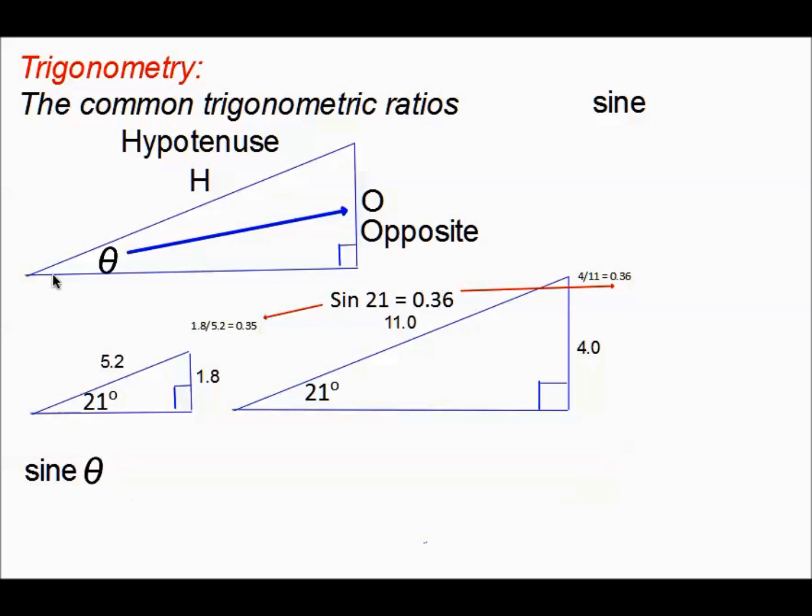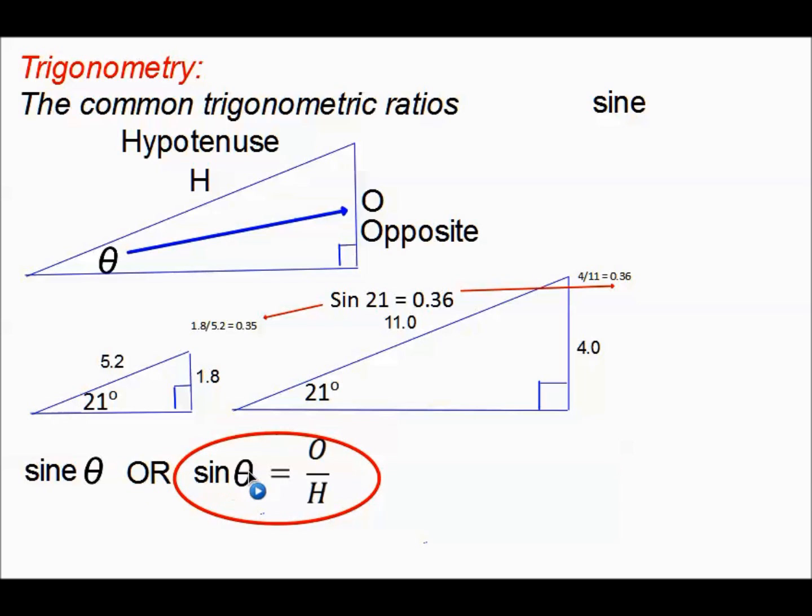So for a general angle theta, the ratio of opposite divided by hypotenuse is called the sine of that angle. Sine theta is opposite over hypotenuse. And notice when we're writing this, we drop the E. It's abbreviated to sin. Sine theta or sin theta is opposite over hypotenuse.